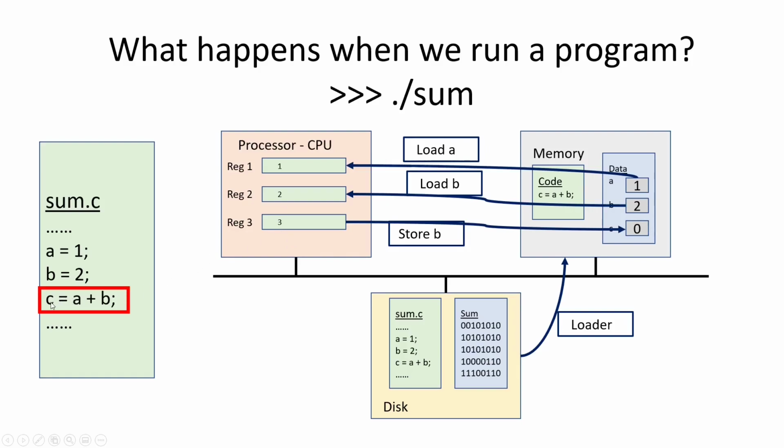And then finally, it needs to go back to C. This is the assignment operation. And so when the number is transferred from the processor to the memory, that's a store operation. So we're storing the sum.